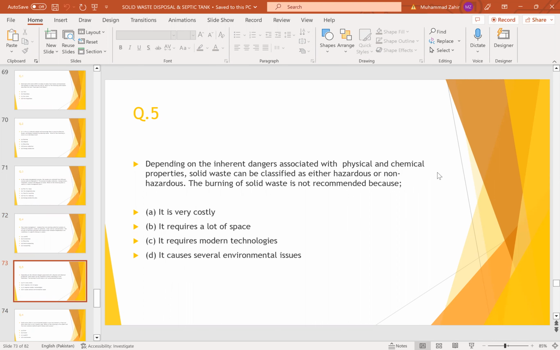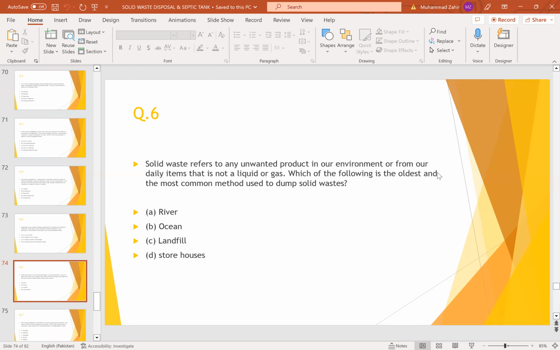Depending on the inherent danger associated with physical and chemical properties, solid waste can be classified as either hazardous or non-hazardous. The burning of solid waste is not recommended because it is very costly, requires a lot of space, requires modern technologies, and it causes several environmental issues. D. D is the correct answer. It causes several environmental issues.